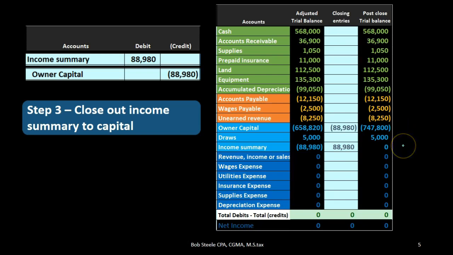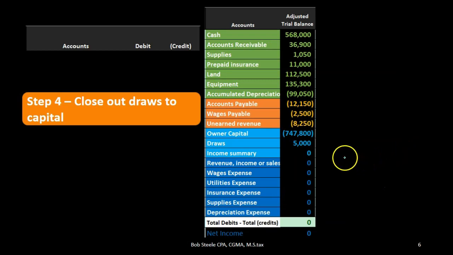Now we have this draws here. So now we're on step 4. Everything is zero. All we have is this one draws account. The draws account's a little bit funny though, because we can see that it's not an income statement account. All other temporary accounts for the most part are income statement accounts. This is an account that on financial statements is on the statement of equity. And it also is kind of a contra equity account.